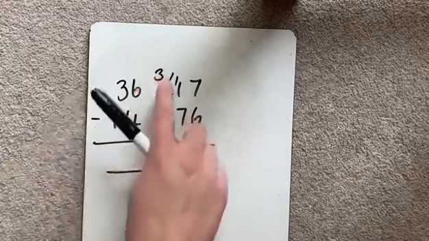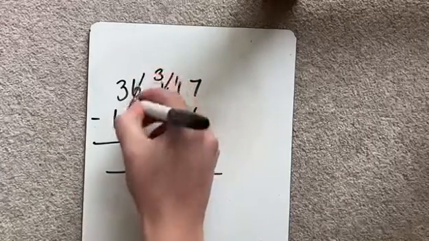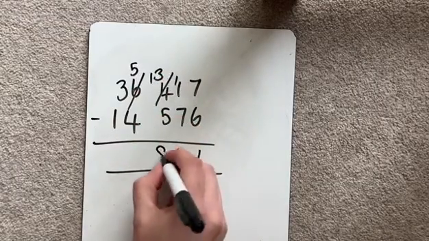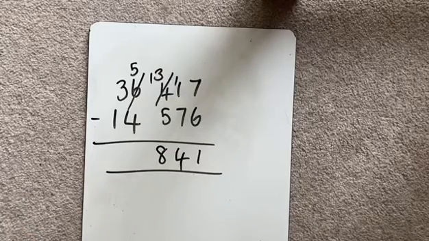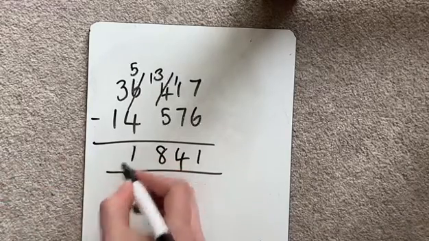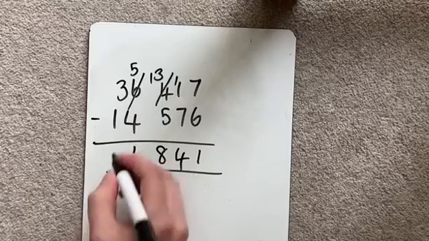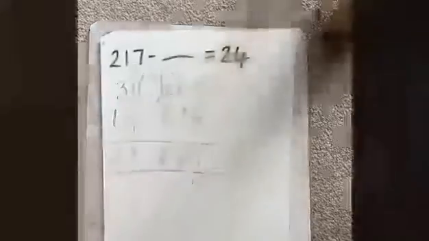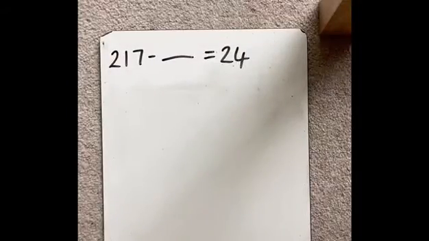I can't do 3 take away 5, so I need to exchange from the 6, making that 13 take away 5, which leaves me with 8. 5 take away 4 leaves me with 1, and 3 take away 1 leaves me with 2. So hopefully you've got 21,841.